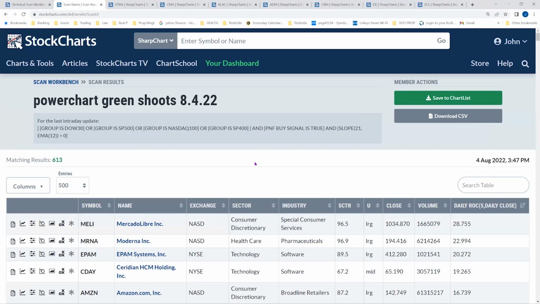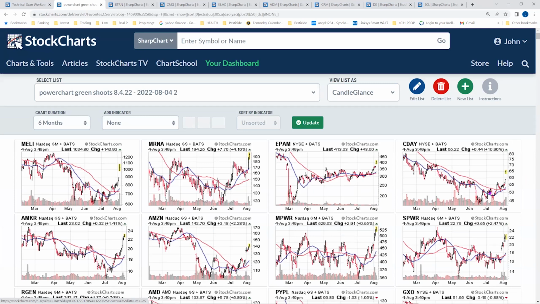So very, very simple scan, yet we end up with 600 results. So really, more than 50% of the population of these indices, there is some overlap between them, are showing positive slope on a 12-period EMA, and they're showing a PNF buy signal. And if we look at those, and by the way, John, that is a measure of positive breadth. Yes. I mean, there are times in the downtrend when you could hardly get any positive results from the scan. Yes. So the scan result conveys a lot of information.